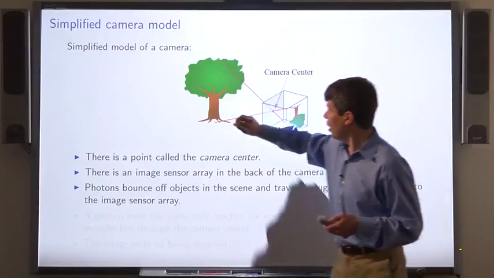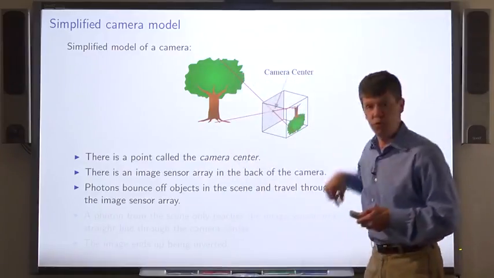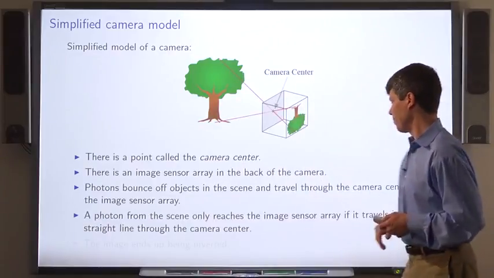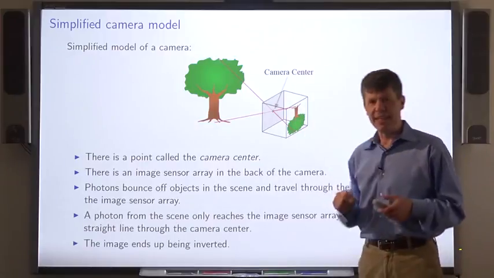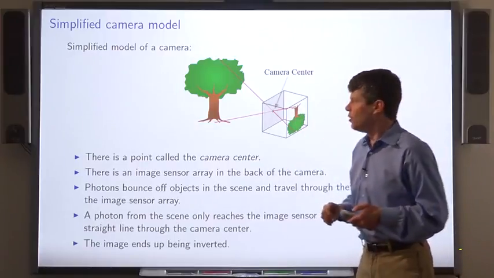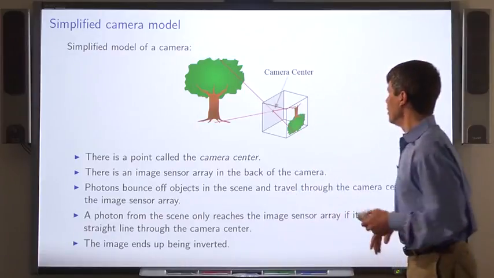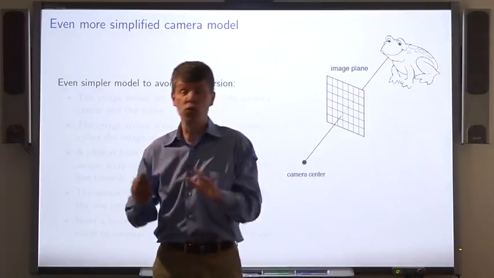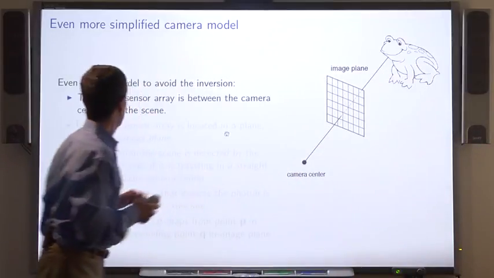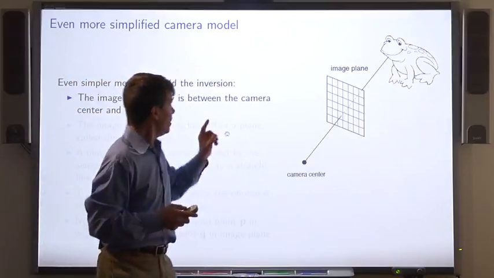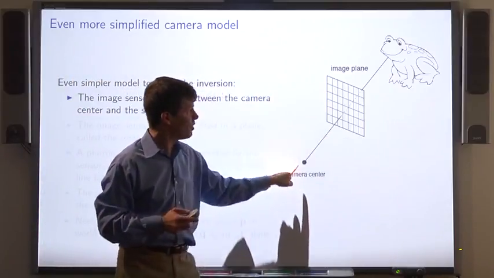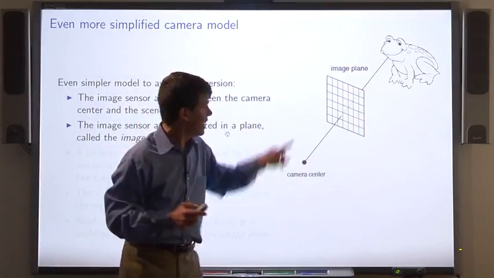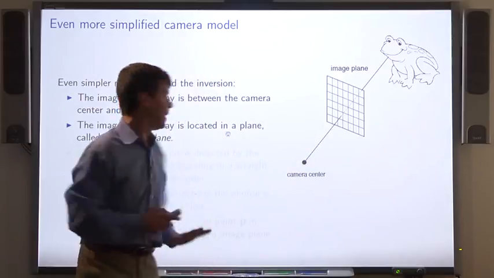Okay, so when the photons bounce off the scene and pass through the pinhole and strike the image sensor, the camera registers them. And as you can see, the image ends up being inverted. So there's an even simpler model in which we get rid of the inversion. In this model, the image sensor array is placed between the camera center and the scene. And the plane containing the image sensor array is called the image plane.